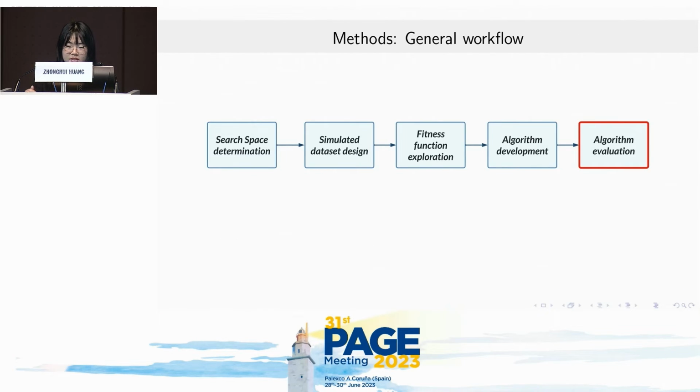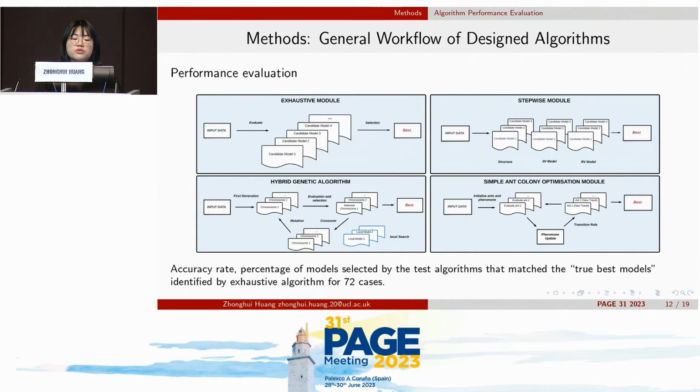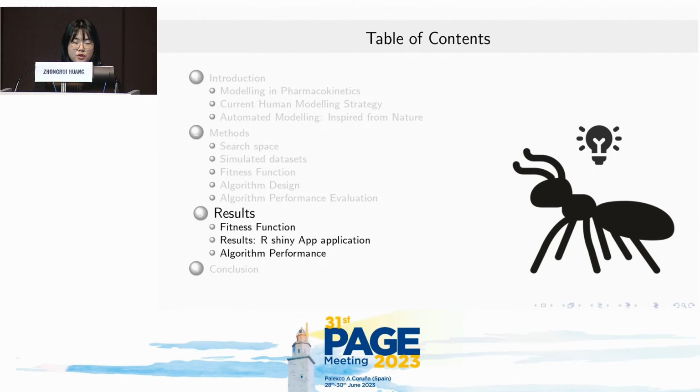After we design all of the algorithms, we would like to see the performance of the designed algorithms. We use the accuracy rate as the measurement, which is defined as the percentage of the models selected by the designed algorithms that match the true best model identified by the exhaustive algorithm. After I introduced the methods for how we achieve that, it comes to the results part.